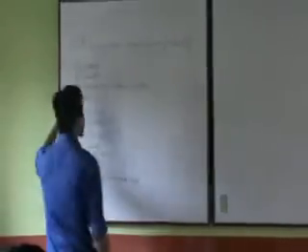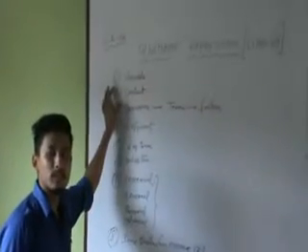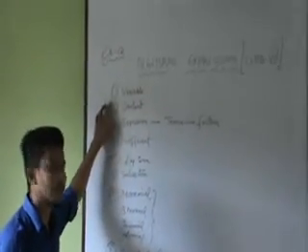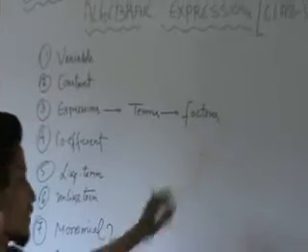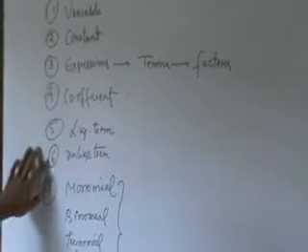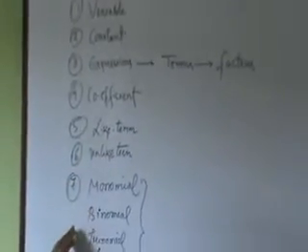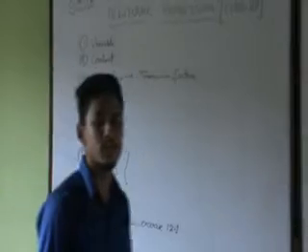About algebraic expression of chapter 12. These are the topics we will learn today. First is variable, then constant, then expression, then terms, then factors. The next is coefficient. The next will be like term, then unlike term. Then we have monomial, binomial, trinomial, and polynomial. Then at last we will solve some questions from exercise 12.1.